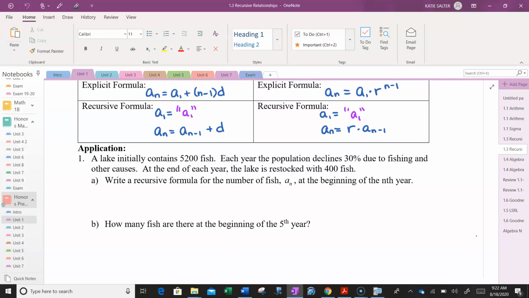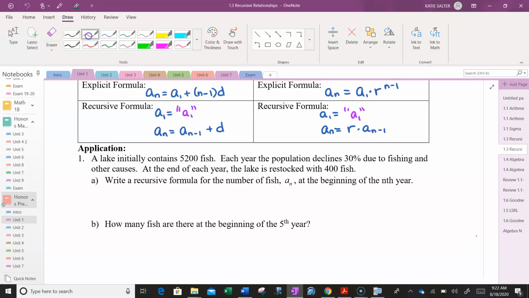Okay, so let's look at this application. A lake initially contains 5,200 fish. Each year, the population declines 30% due to fishing and other causes. At the end of each year, the lake is restocked with 400 fish. All right, so folks, we have to think about this. If it declines by 30%, it's keeping 70%. So that's what we're going to use for our multiplier because we want to know how much we have left. So at the beginning of the first year, we have 5,200 fish.